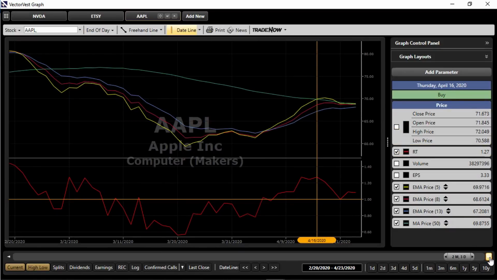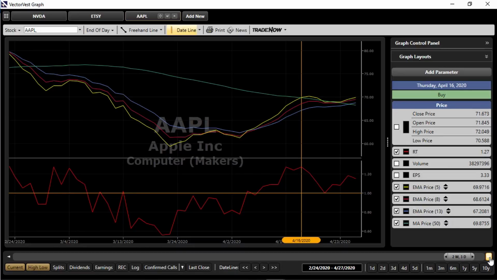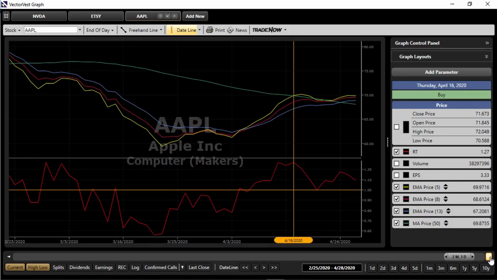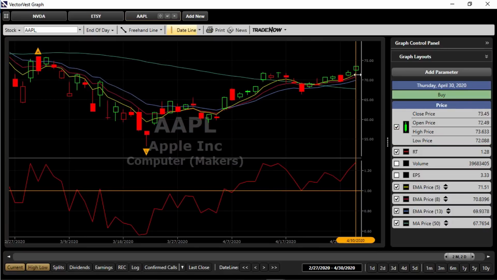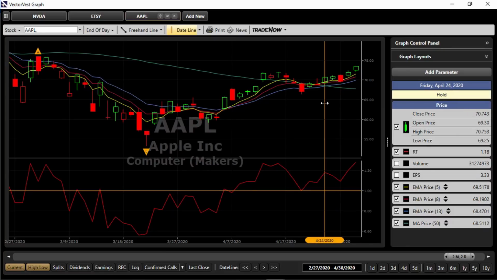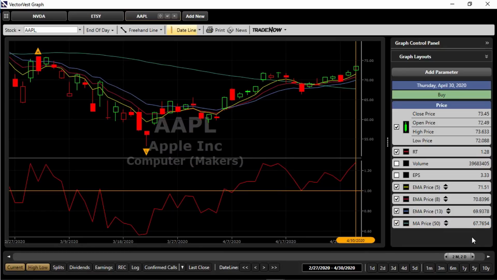We still have the setup here. The 5 never crossed below. There's your entry. The fanning, which I didn't quite see here or here. I know price is above the 50-day moving average, but we're not quite seeing that separation yet like we begin to see on April 30th. So there is your entry.